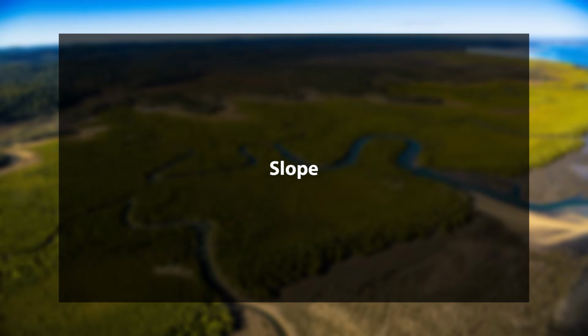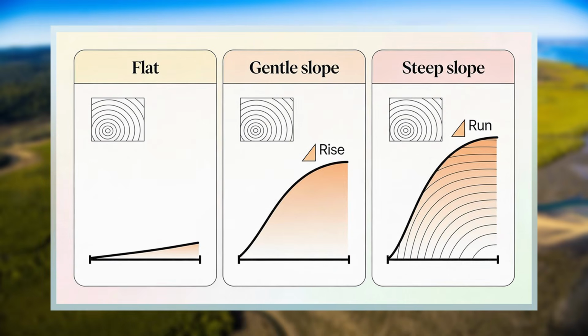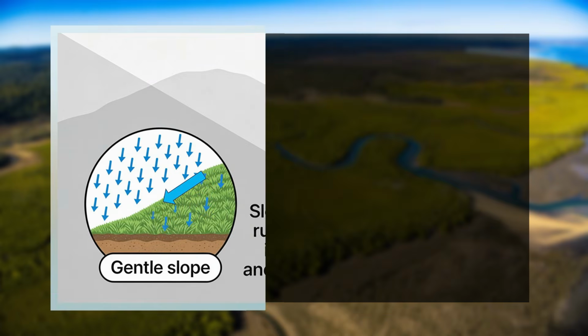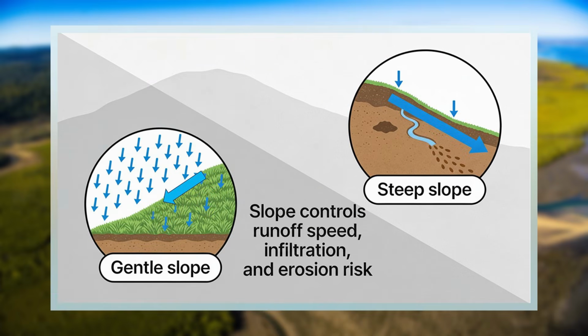Then slope. It represents the steepness or inclination of a surface. It indicates whether a landscape is flat, gently sloping, or steep. Steeper slopes result in faster surface runoff and increase the chances of soil erosion, whereas gentler slopes permit greater water infiltration and reduce the erosion.